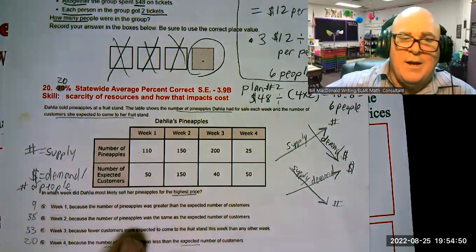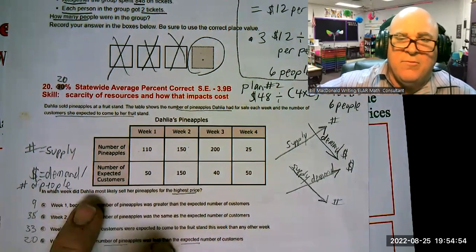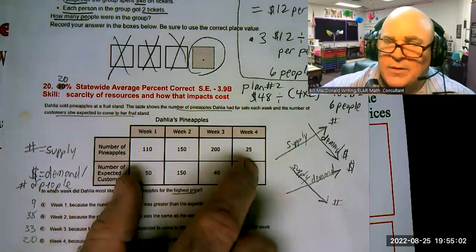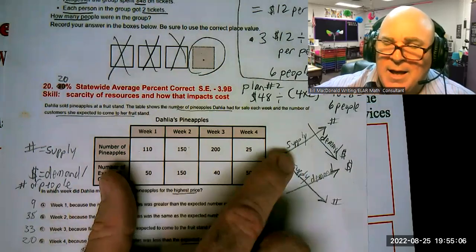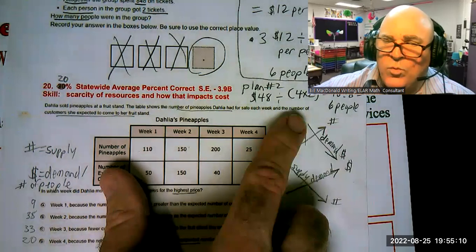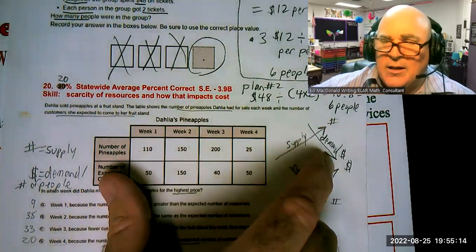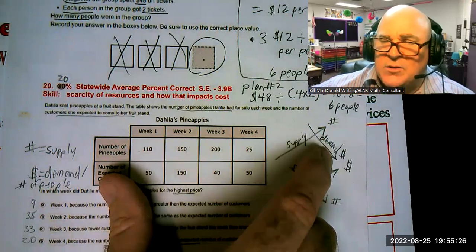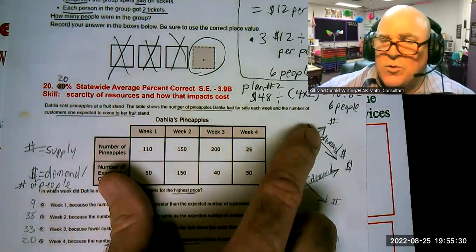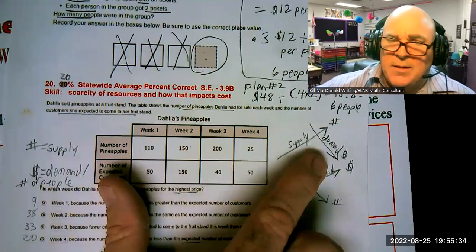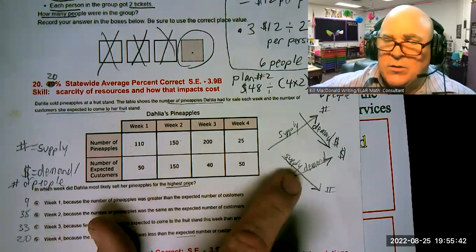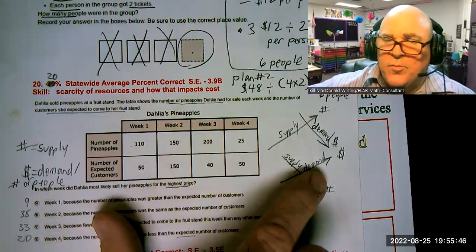So the question said, in which week did Dahlia most likely sell her pineapples for the highest price? So if you look to the right, if you see the supply going up, if there's plenty of supply, that means the price will stay down because there's not a lot of competition for that product. So whether the demand stays the same or goes lower, because the supply of something is so high, then the price is going to go down. If the opposite happens and the supply, in this case, the number of pineapples goes down and the demand stays the same or goes up, then the price will go up.